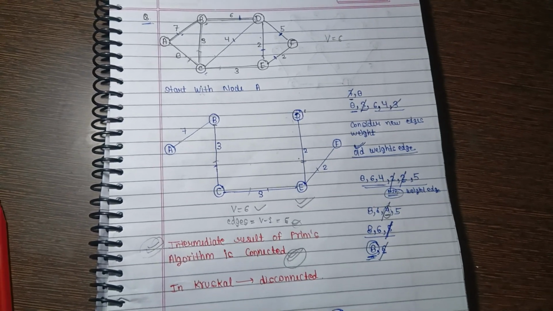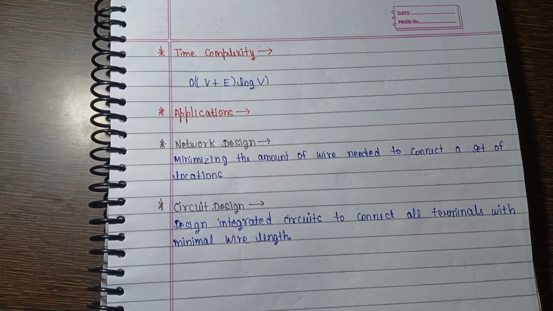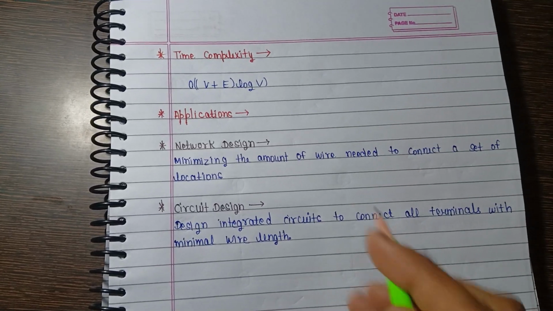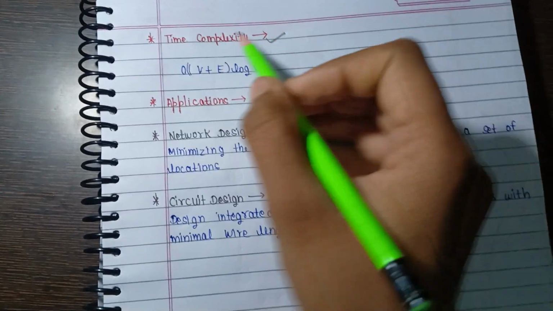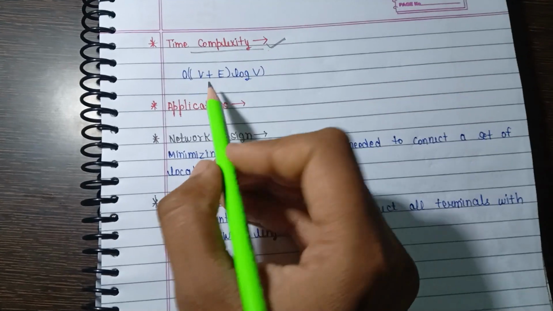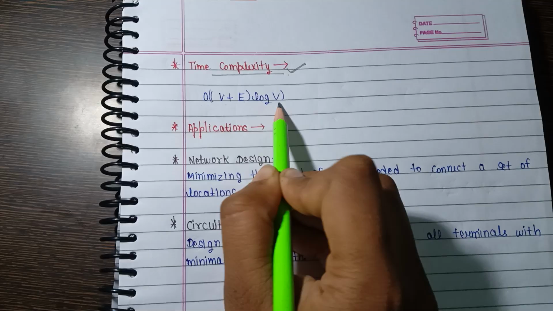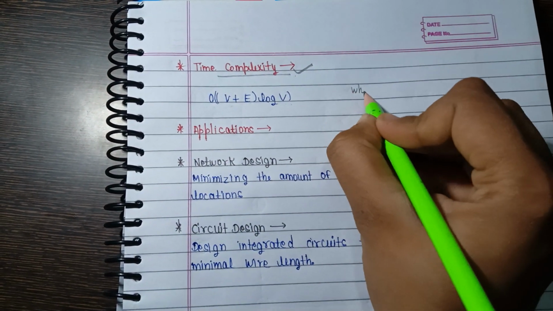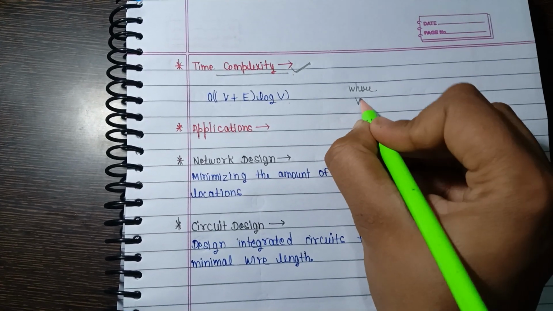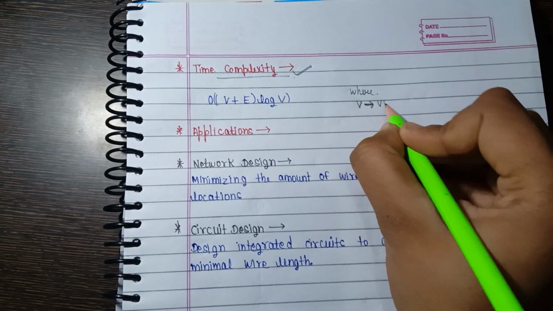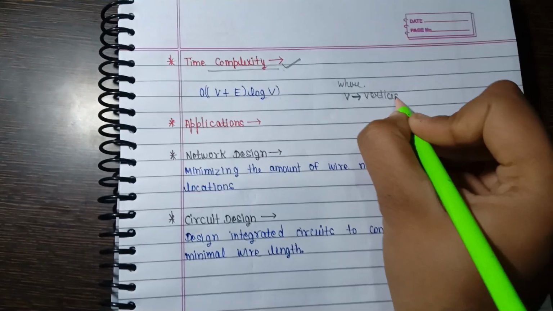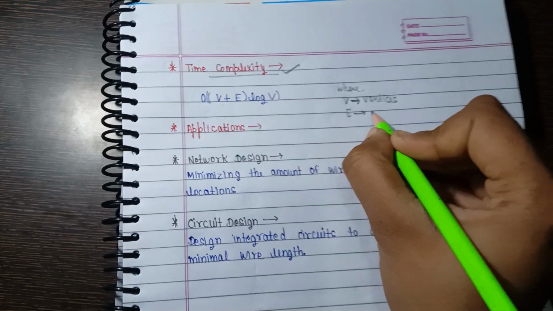Okay, now come to the time complexity of Prim's algorithm. The time complexity of Prim's algorithm is big O of (V plus E) into log V, where V stands for vertices and E stands for edges.